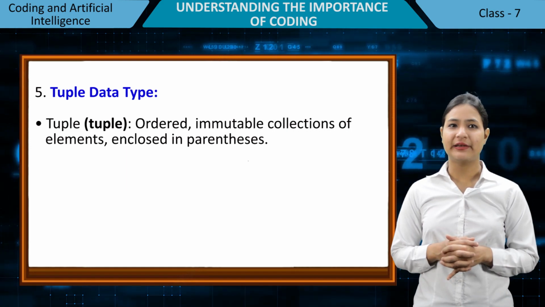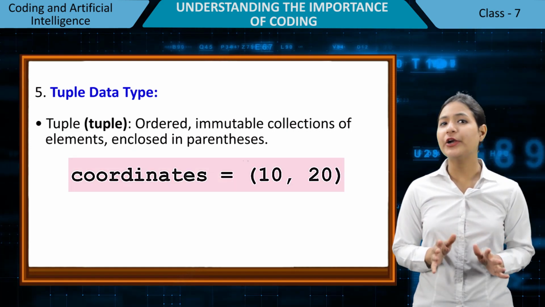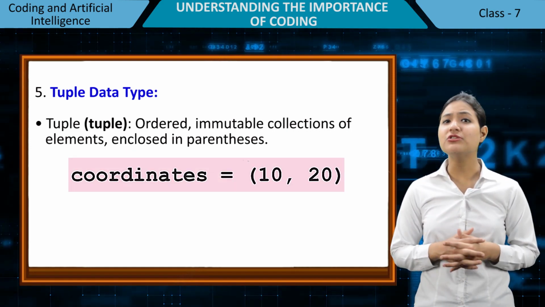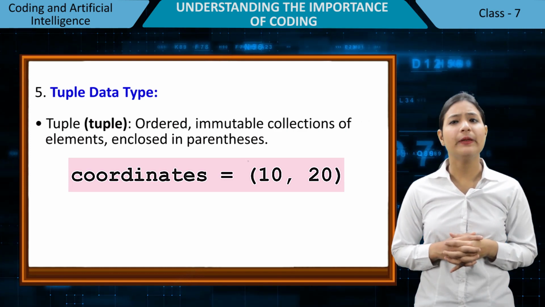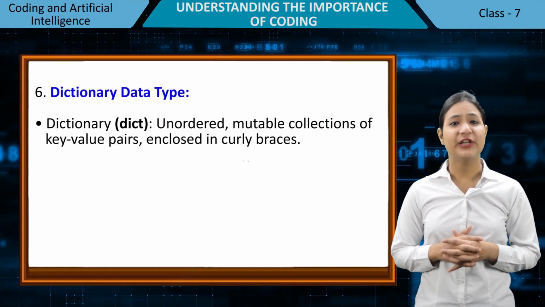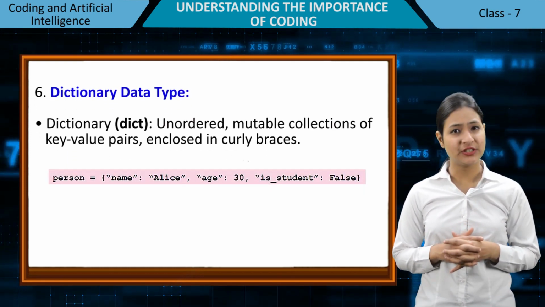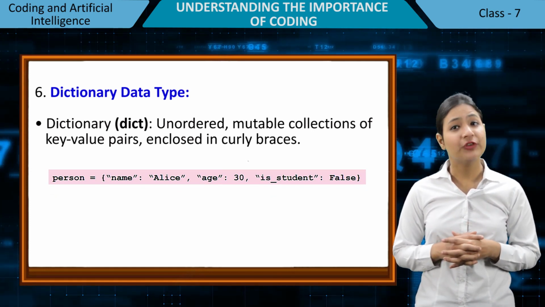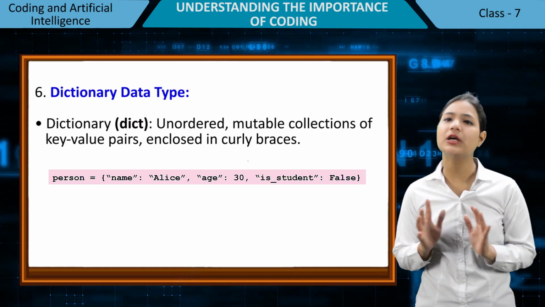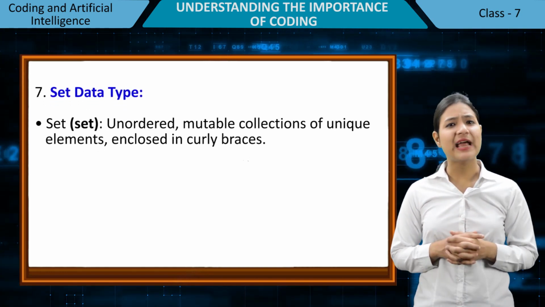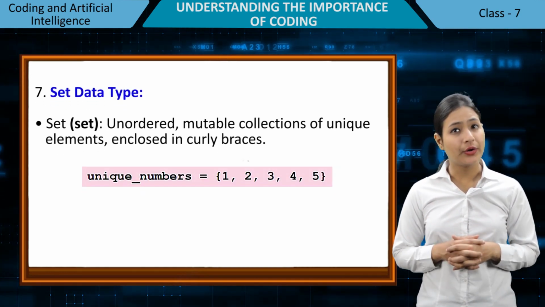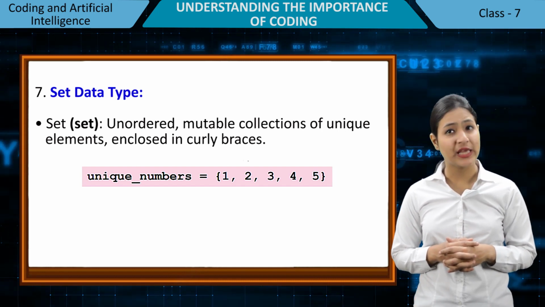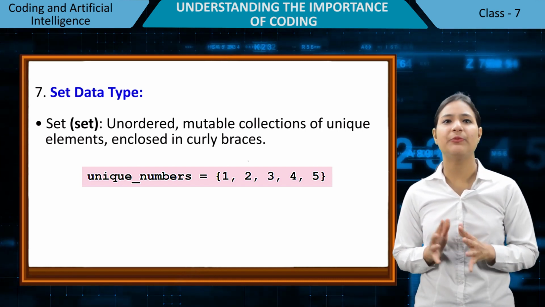Fifth, tuple data type. Tuple, ordered, immutable collections of elements enclosed in parentheses. Sixth, dictionary data type. Dictionary, dict, unordered, mutable collections of key value pairs enclosed in curly braces. Seventh, set data type. Set, unordered, mutable collections of unique elements enclosed in curly braces.